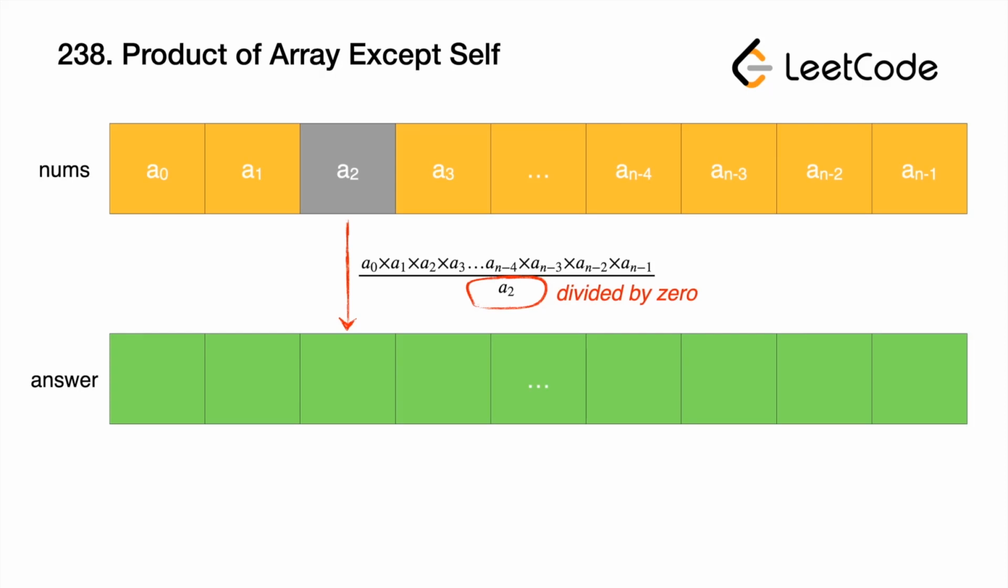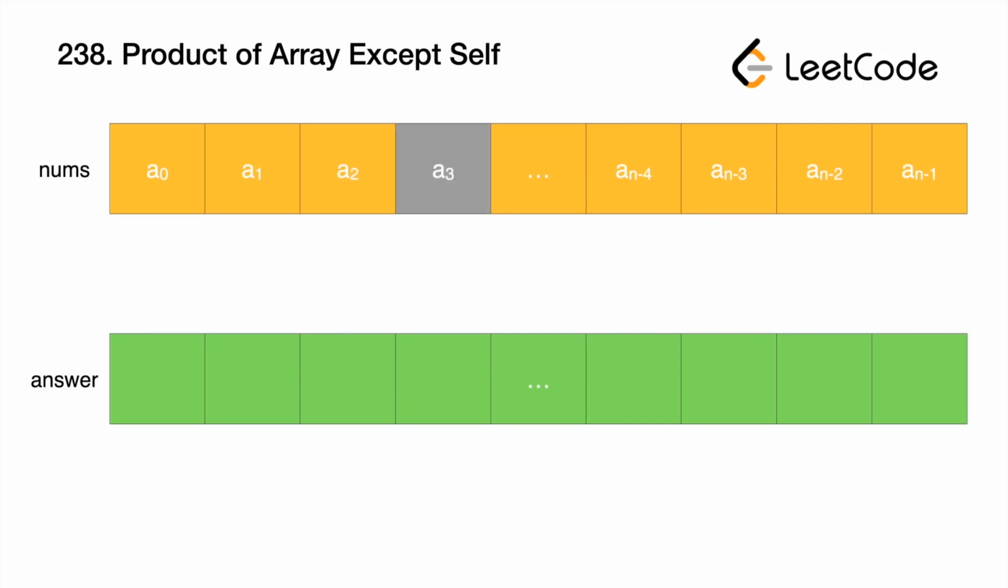Now that division is not an option, it seems that we need to use brute force to solve this problem. Let's take A2 for example. We could traverse the array and calculate the product of all the elements except A2. And for other elements, such as A3, we also need to do the same thing, except this time, A3 will be taken out instead of A2. If we follow this route, we'll have to traverse the array over and over again to calculate the result for each element. That will take a lot of time, approximately O(n squared), assuming n is the length of the input array.